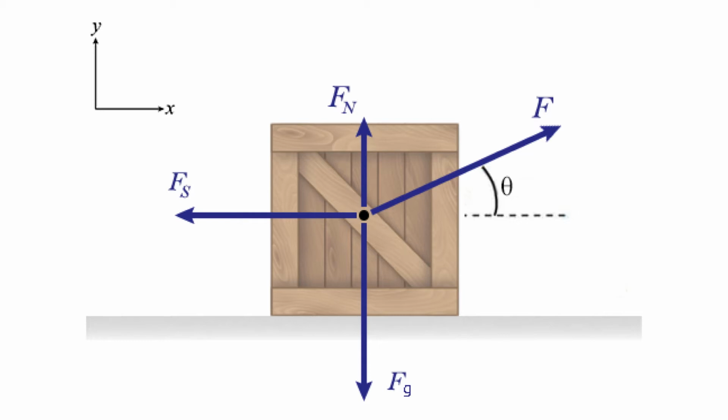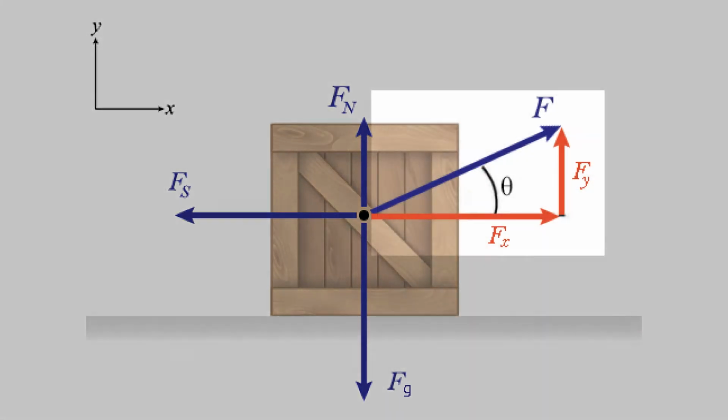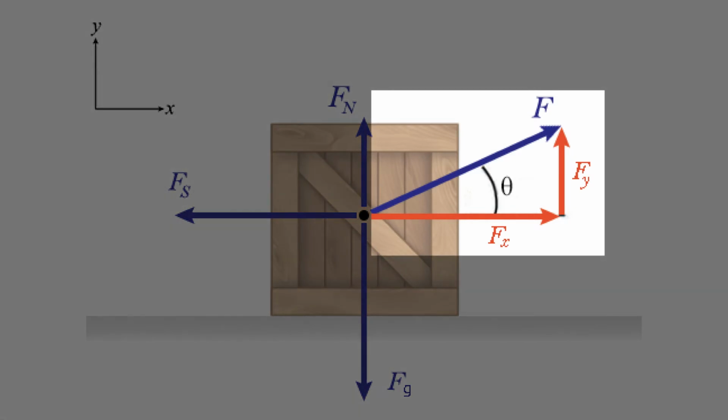In this problem, the crate isn't moving in either the x or y direction. Conceptually, the way that we draw our free body diagram should communicate that. While you won't draw the vector components in your free body diagram, it's helpful to visualize them. Here, there are three forces acting in only the x or y directions. The force F, however, has components in both directions.